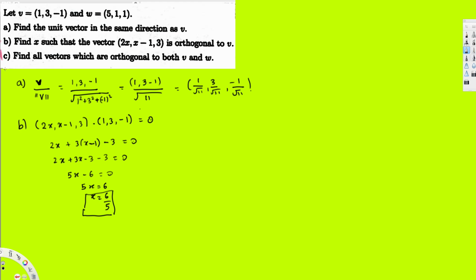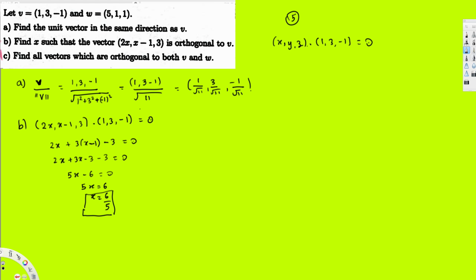And the third question is asking, find all vectors which are orthogonal to both v and w. To do this one, we have to take them separately. For example, let's say (x, y, z) are the values that are orthogonal. I'm just taking a random vector. If I dot product this one with v, (1, 3, -1), it should be equal to 0.